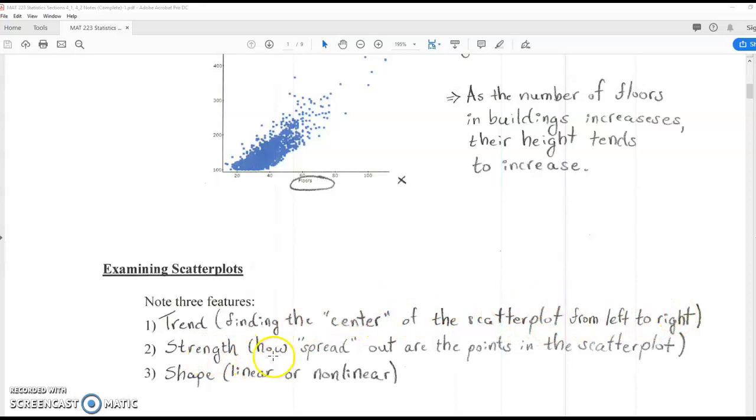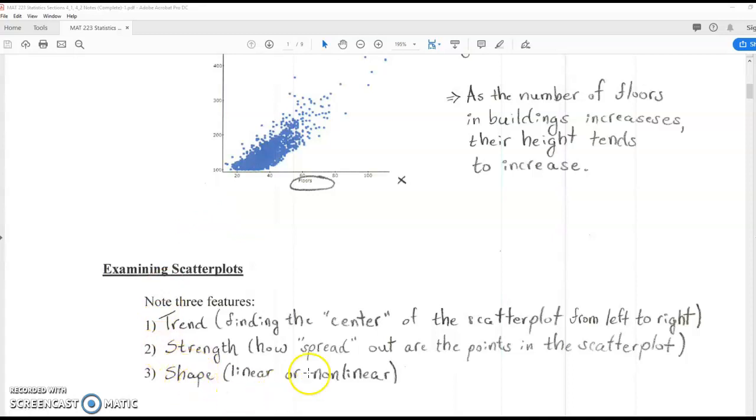The strength is how spread out the points are. Are they all clustered tightly around the imaginary line I'm drawing through there, or are they all over the place, far away from the line? So the strength would be how spread out they are. If it's a strong relationship between the two variables, the dots are going to be scattered close. This is actually a pretty strong relationship right here.